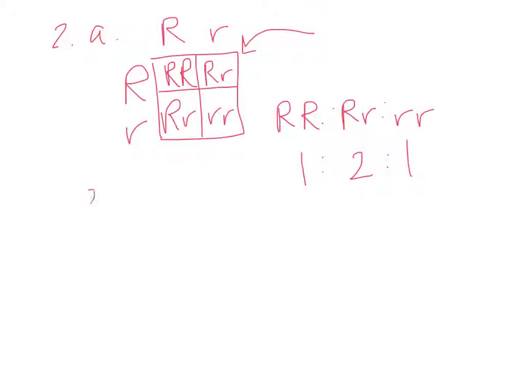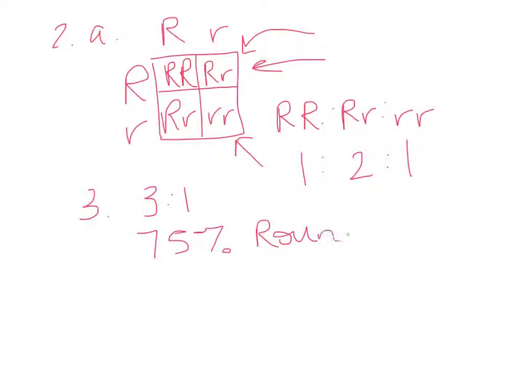Now, if you go to number 3, it tells you to show the frequencies of the phenotype. Well, the phenotype is what it physically looks like. So you have 3 that are going to show round and 1 that's going to show wrinkled. You could write it like this, or you could write 75% round and 25% wrinkled. I do want you to know the percentages because for your test you'll need to know how to do the percentages. Okay, so there's that problem.